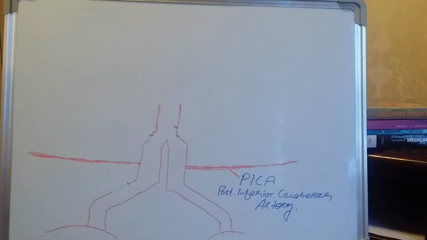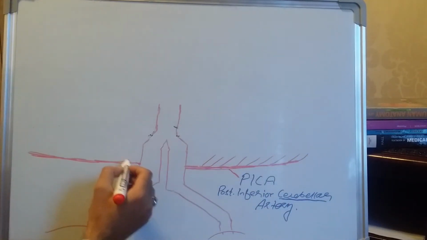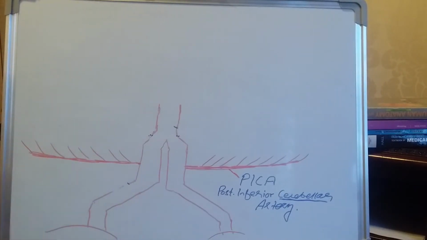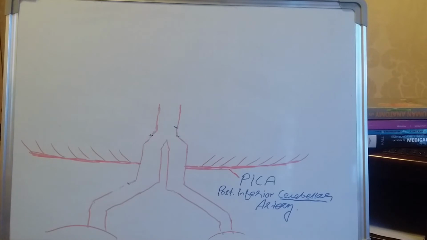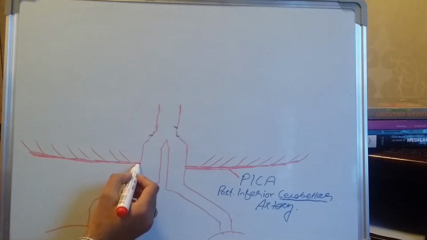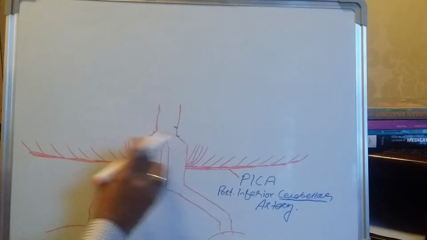From the name we can suggest that this artery mainly provides blood supply to the cerebellar region, the inferior portion of the cerebellum. So these give branches to the inferior side of the cerebellum. And the other main point is that the same artery, PICA, also gives a few branches to the medulla oblongata, the lateral side of the medulla oblongata.